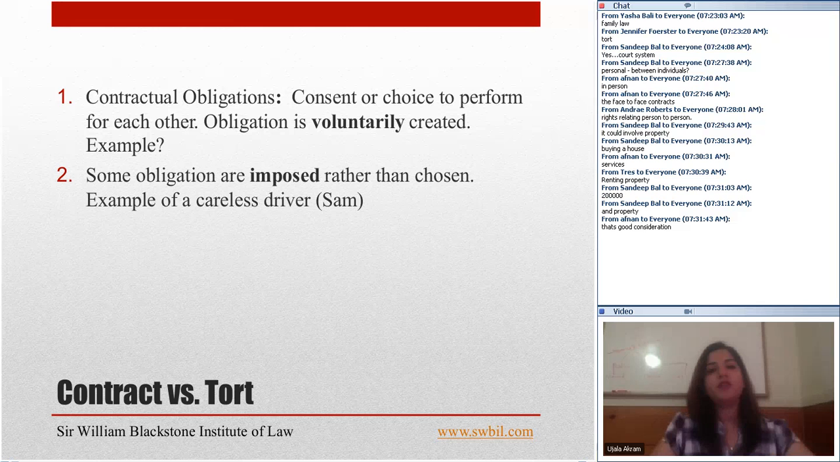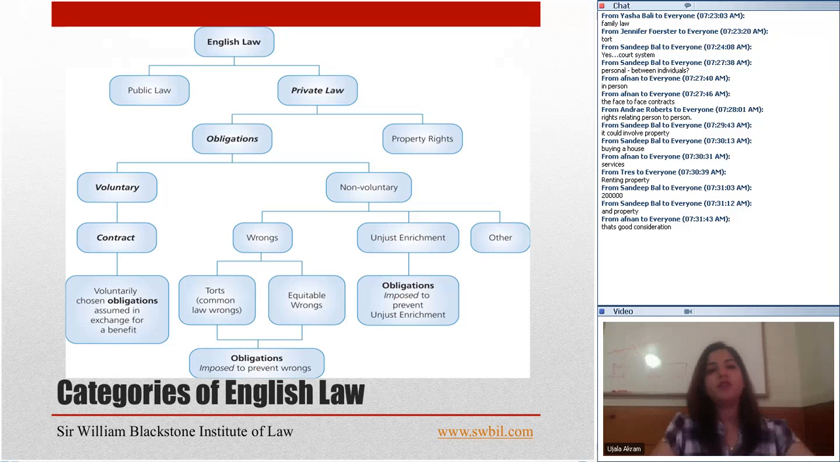So whatever we have discussed is in this diagram that you are seeing right now. So English law, again, just to reinforce or just to recall what we have studied, English law is divided into two categories: public law, private law, right? And then there are obligations and property rights. So for contract law, you are mostly concerned by the left-hand side of this diagram, where you see obligations and then voluntary and then contract, and after that voluntary chosen obligation assumed in exchange for a benefit. So in this course, in contract law, you are concerned by this area of law that is on the left-hand side of this diagram.